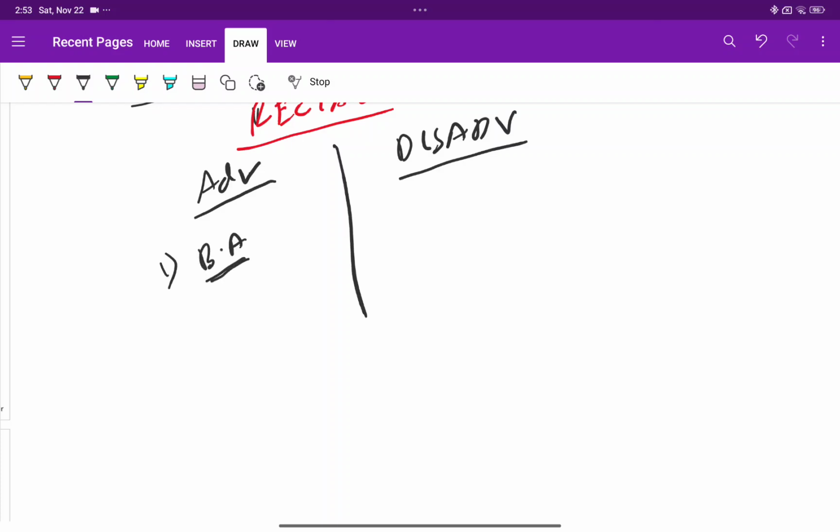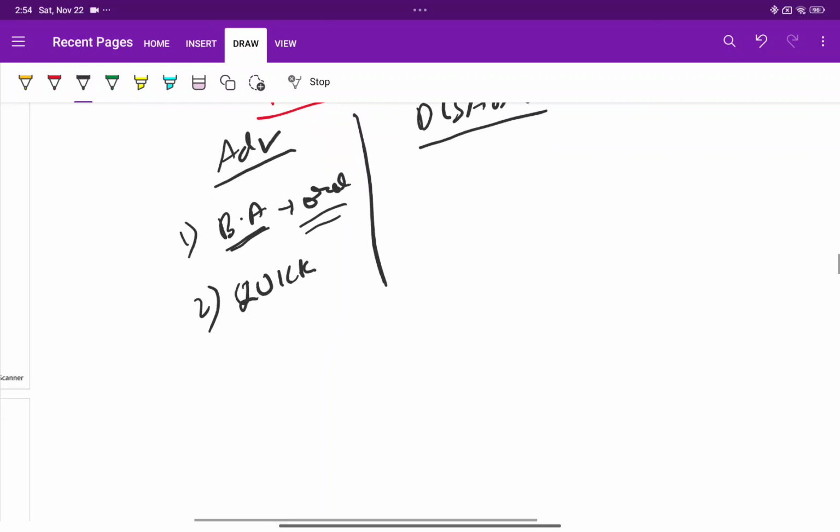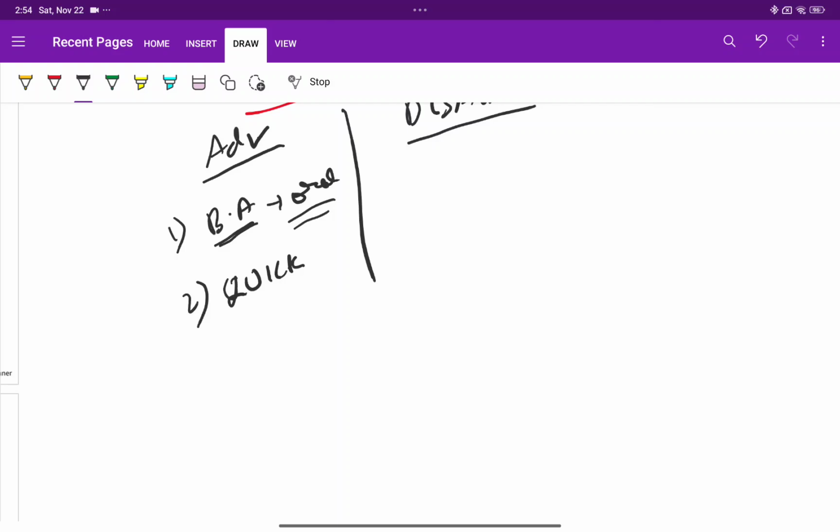See, the rectal route has better bioavailability when compared to the oral route, because it is bypassing the first pass metabolism, more of the first pass metabolism. Second point, there is quick onset of action. Certain gastric unpleasant drugs can be given through this route.